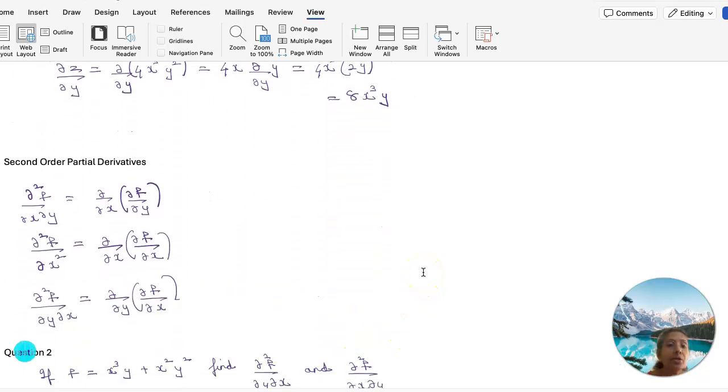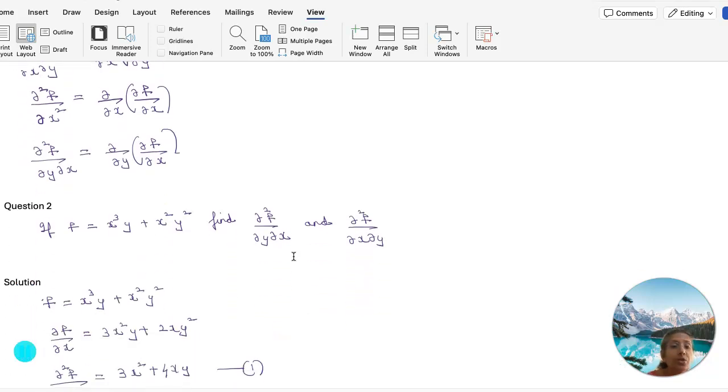Now what are second order partial derivatives? So del 2 f by del x del y will be del by del x of del f by del y. Del 2 f by del x squared will be del by del x of del f by del x. So first you calculate del f by del x and then you take again the partial derivative with respect to x. Similarly, del 2 f by del y del x: first take del f by del x and then take the partial derivative with respect to y. So we'll do a question on this.